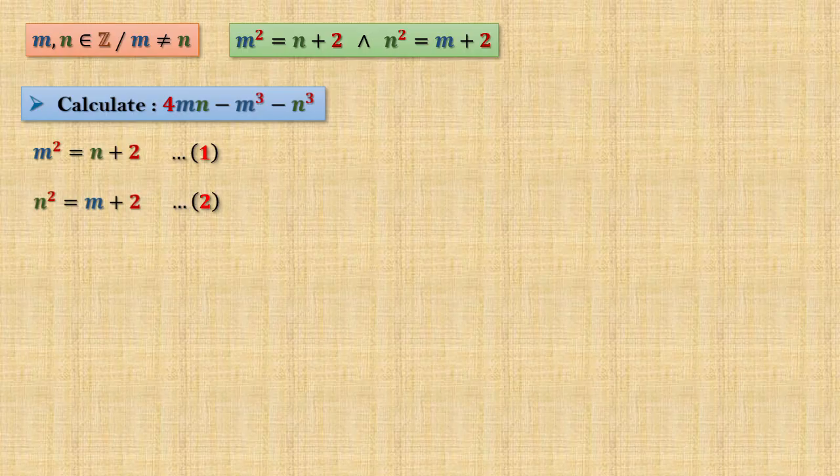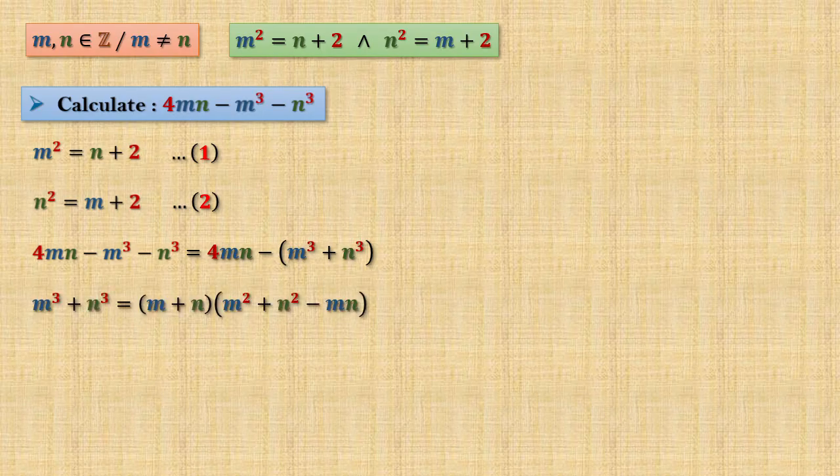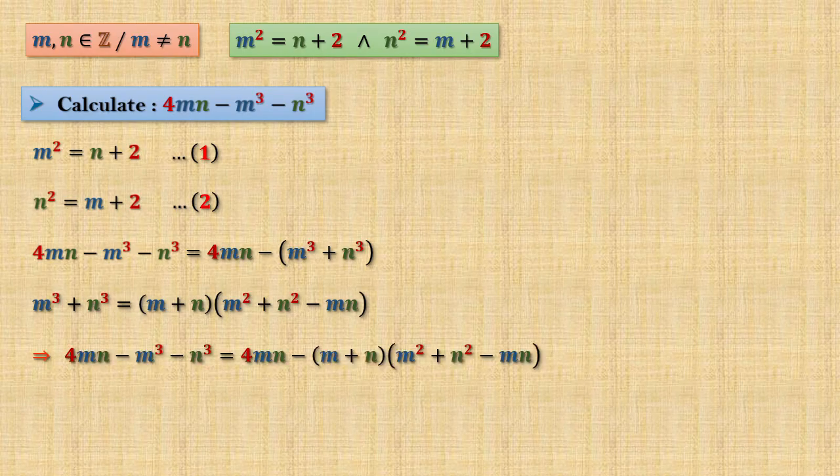and 2. Now we begin by rewriting the expression 4 times n minus m cubed minus n cubed, which is equal to 4 times n minus m cubed plus n cubed. Next, we recognize that the sum m cubed plus n cubed can be factored using the identity m cubed plus n cubed equals m plus n all times m squared plus n squared minus m times n. Thus, the expression 4 times n minus m cubed minus n cubed becomes equal to 4 times n minus m plus n all times m squared plus n squared minus m times n. We label this as equality number 3.